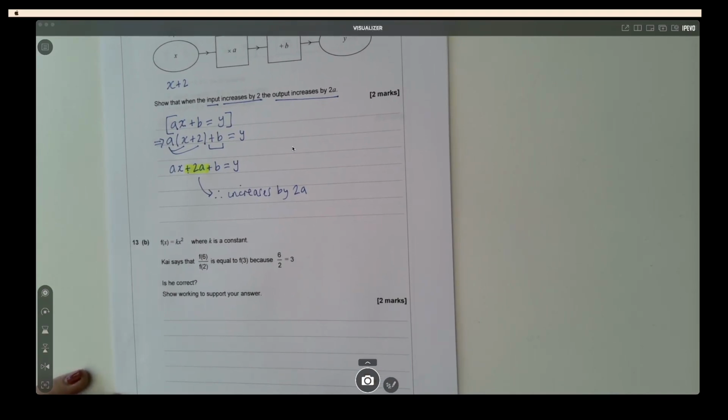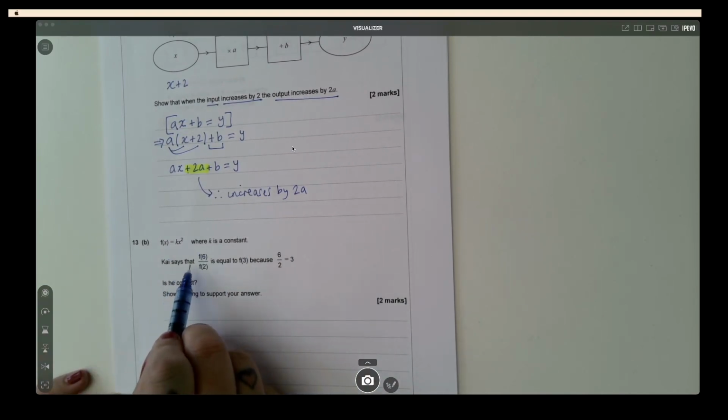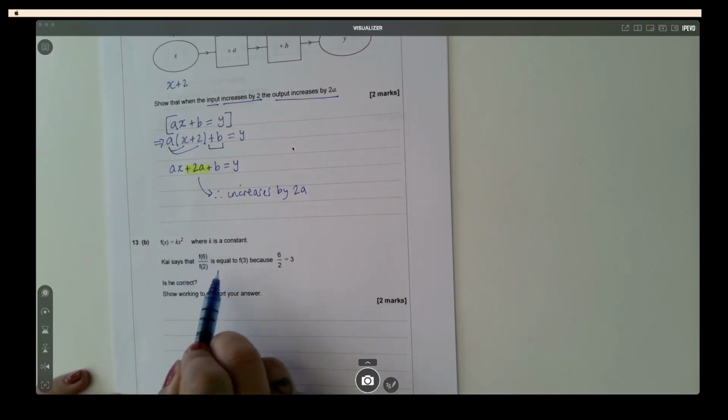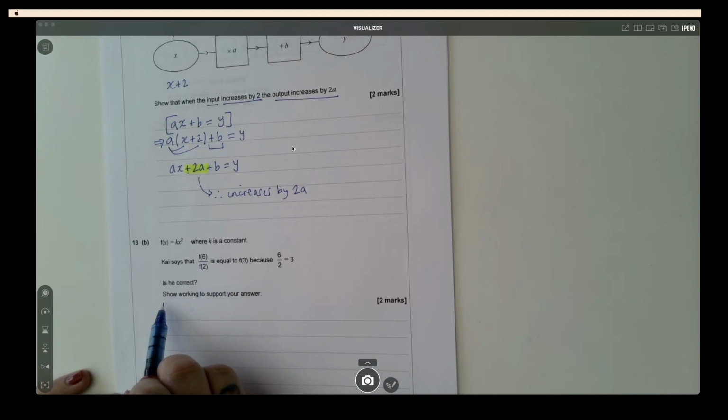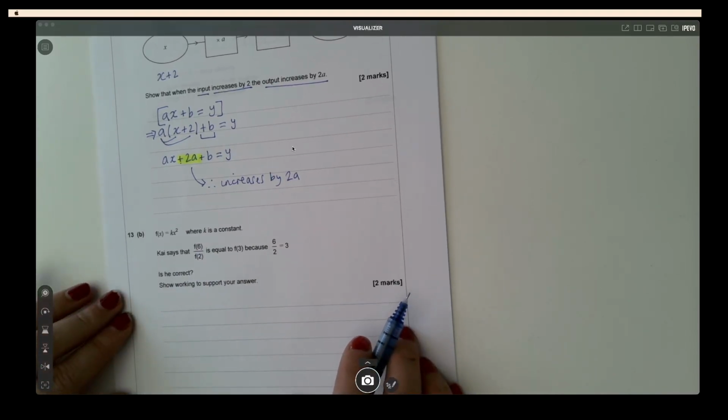13b, f of x equals kx squared, where k is constant. Kai says that f of 6 divided by f of 2 is equal to f of 3 because 6 divided by 2 equals 3. Is he correct? Show working to support your answer.